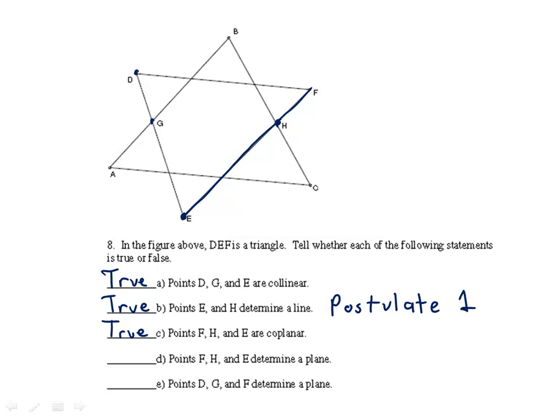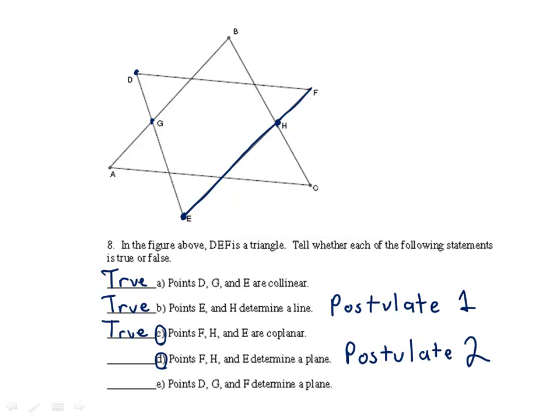That's true. But this is where people get confused. They get confused between C and D. Points F, H, and E determine a plane. How do we determine a plane? Postulate 2. 3 non-collinear points determine a plane.